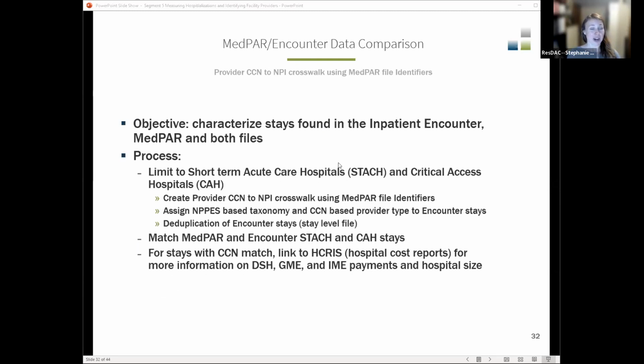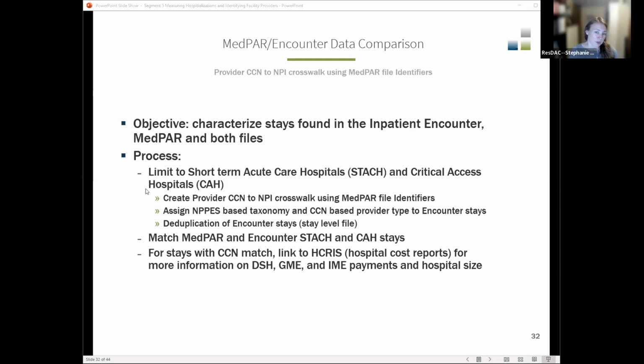So we wanted to do a MedPAR encounter data comparison, and there have been others in the past. MedPAC has done some, and we included some of those reports. Jia Zheng, who's also on the ResDAC faculty, has a couple of papers out looking at comparing the MedPAR and encounter data. So how do we go about doing that?